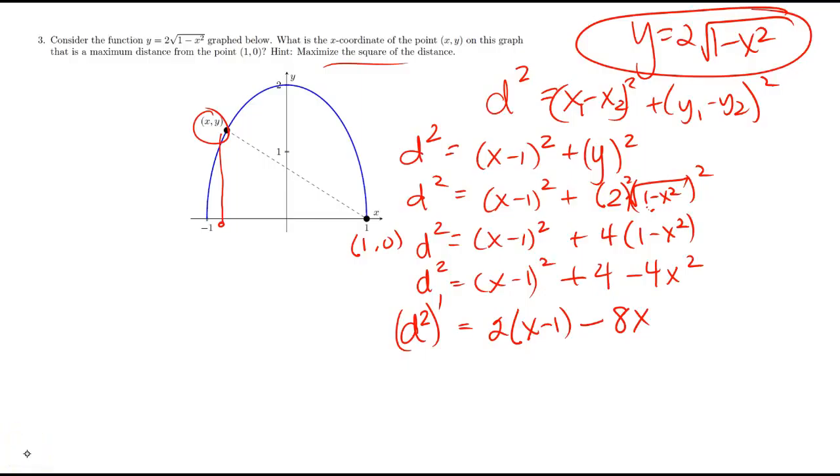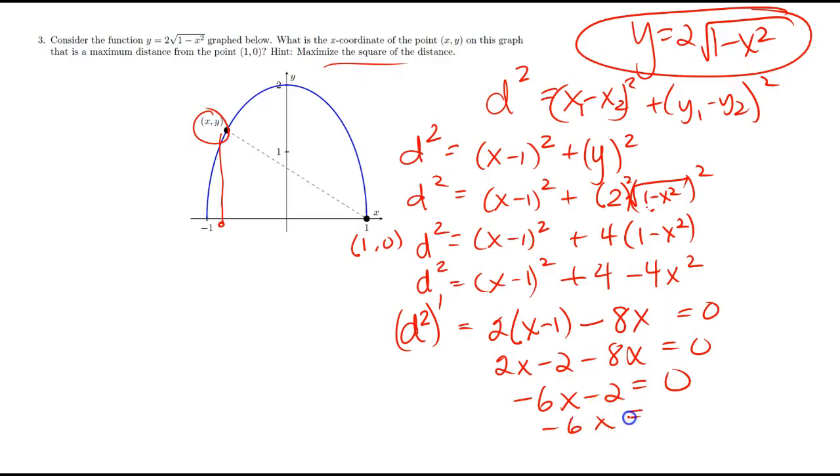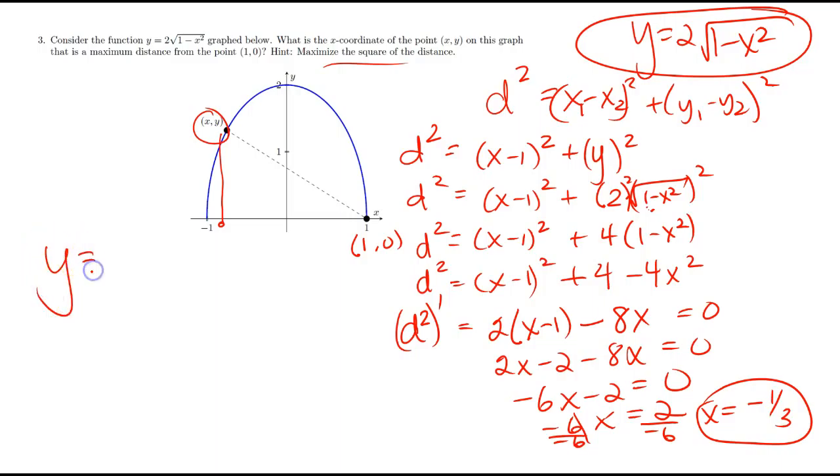All right, let's finish this up. So we'll set this equal to 0, but I'm going to say 2x minus 2 minus 8x equals 0. Negative 6x minus 2 equals 0. Negative 6x equals 2, I add 2 to both sides. Divide by negative 6. x equals negative 1/3.